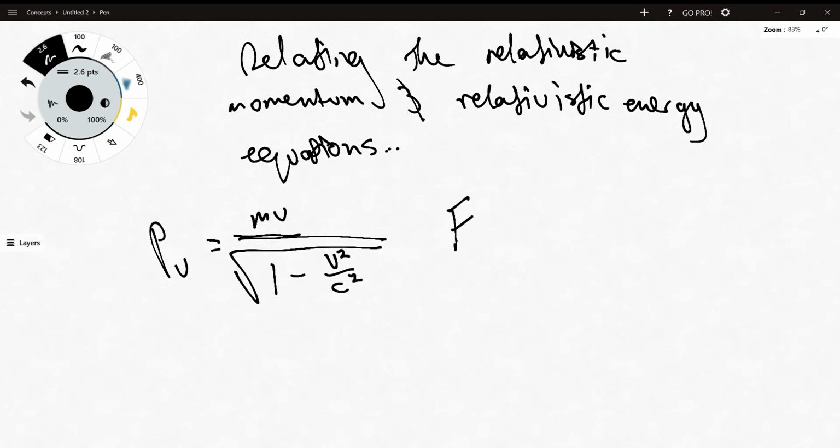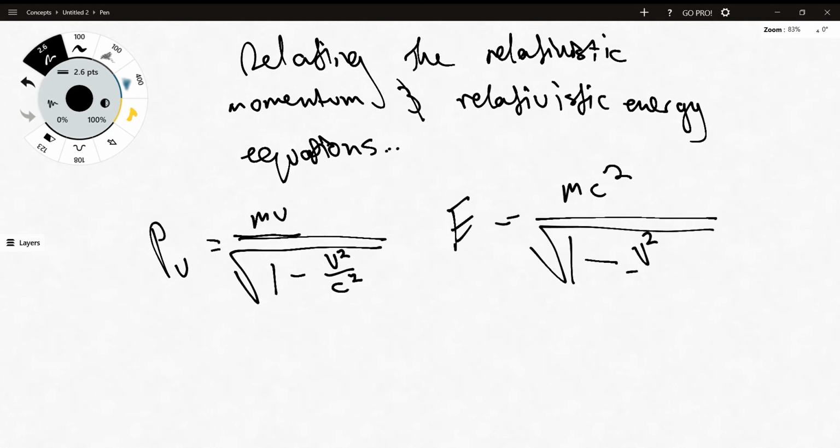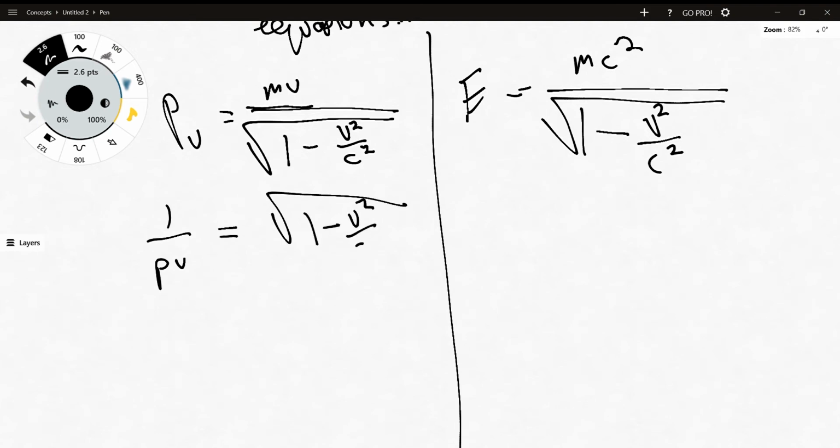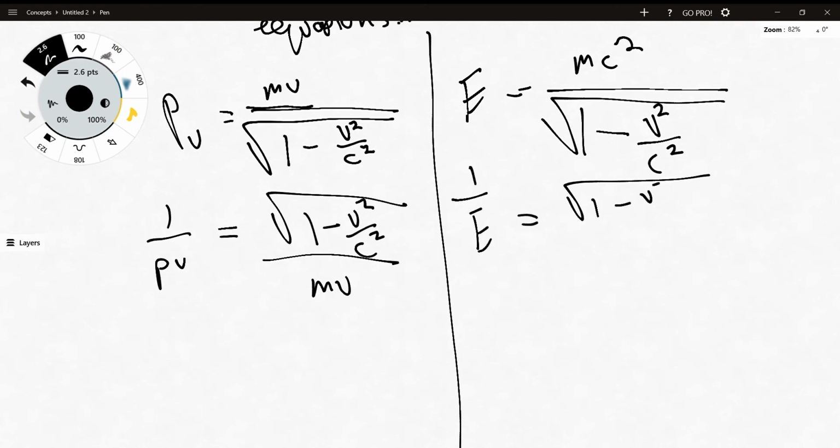What we have for relativistic energy, we can say E or E prime. We're just going to use E here, is equal to mc squared on, once again, the same little factor, root 1 minus v squared on c squared. Now, what we want to do is make m the subject of both. And we'll draw a little separating line here. So we have 1 on pv equals 1 minus v squared on c squared on mv, and 1 on e equals this 1 minus v squared on c squared on mc squared.